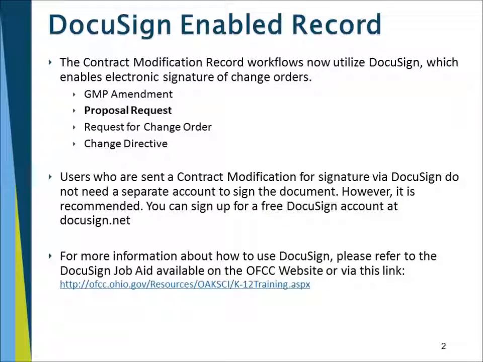The contract modification record workflows now utilize DocuSign, which enables electronic signature of change orders, including GMP amendment, proposal request, request for change order, and change directive. You do not have to have a DocuSign account to sign this change order. However, you can sign up for a free account. For more information about how to use DocuSign, you can download the DocuSign job aid that's available on our website.